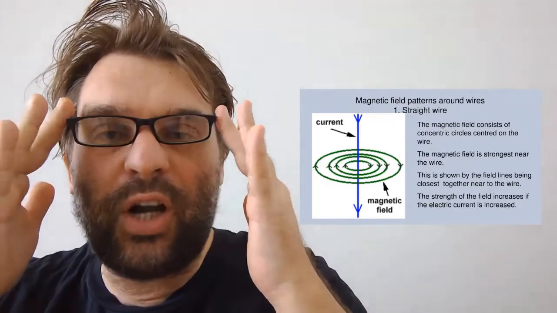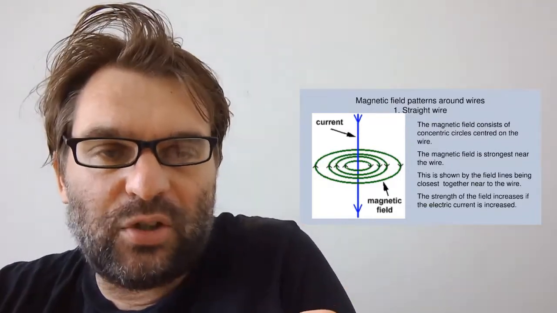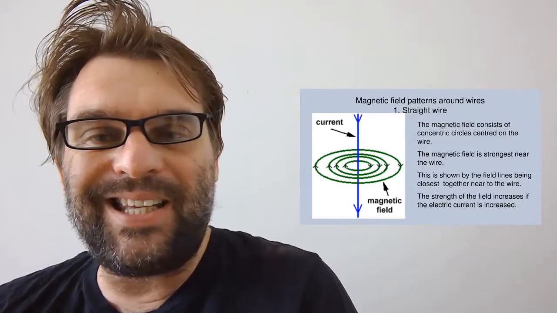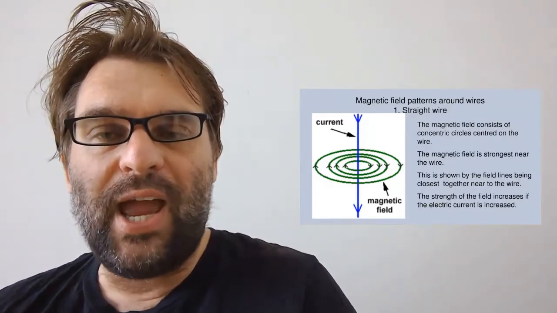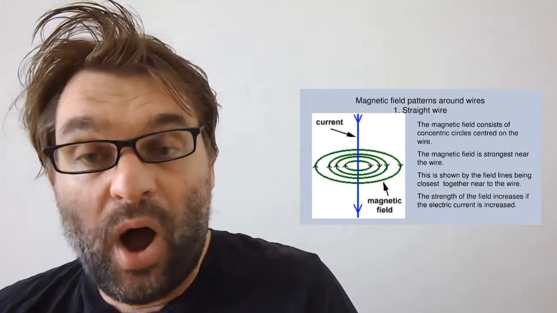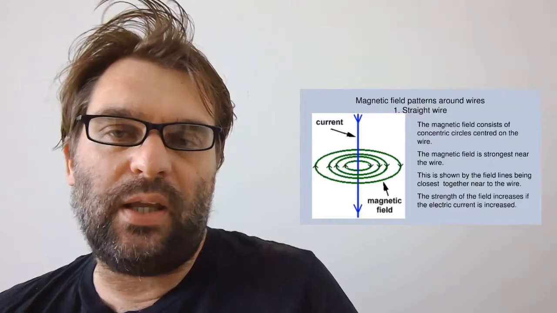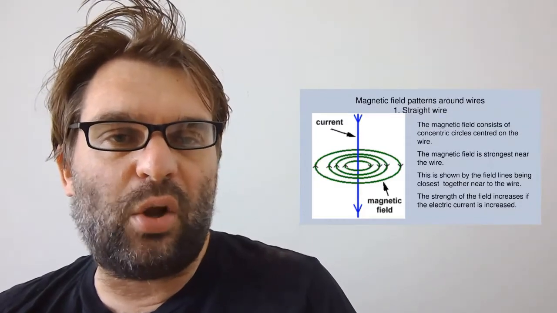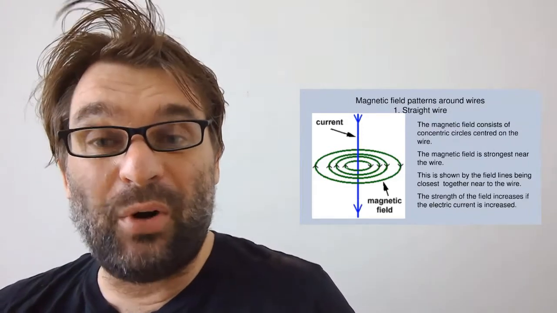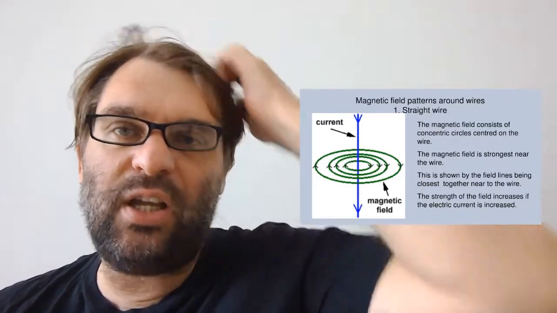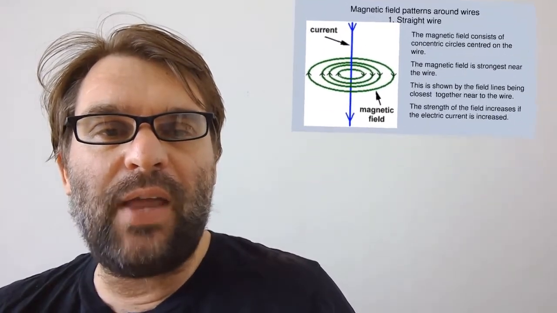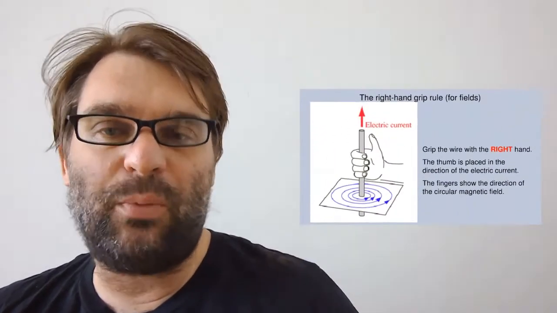In a straight wire, as you can see from the diagram, the magnetic field consists of circles, and the circles get closer and closer together as you get closer to the wire, because the magnetic field strength is getting stronger as you get closer to the wire. You also see some arrows there, and you can predict the direction of the magnetic field, and that's where the right-hand grip rule comes in.